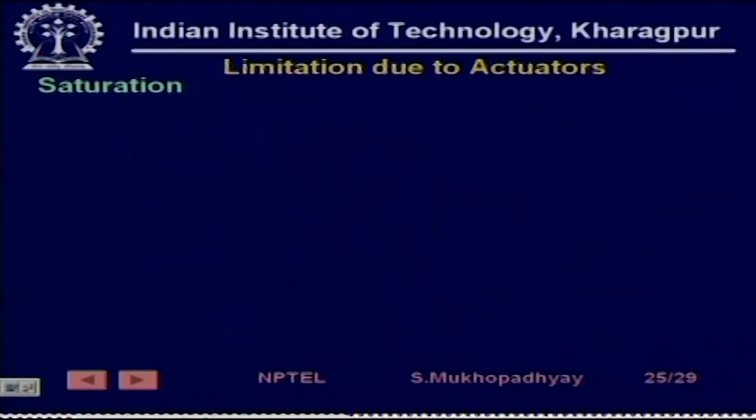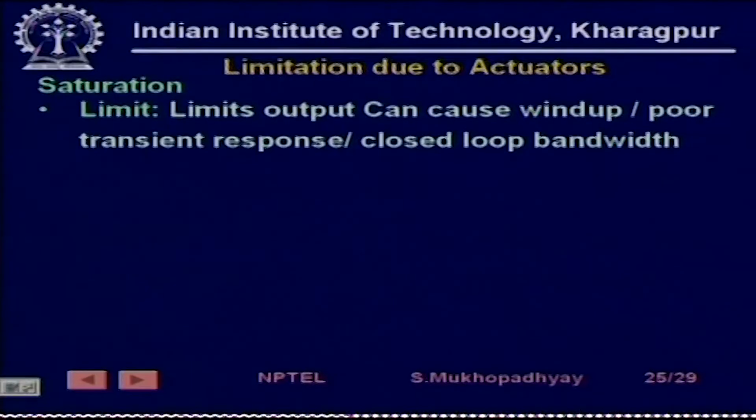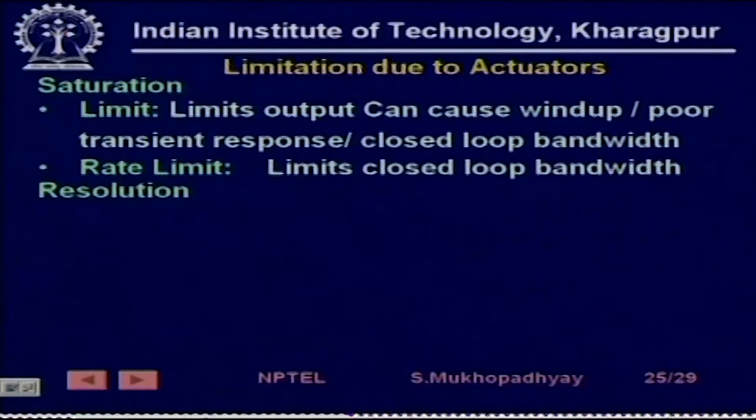Similarly, for actuators you can have saturation. Saturation will actually limit transient response, because how do you move a system fast? By giving it a lot of input, and by giving it fast. So, you need large input and you need high rate limits, that is, you can jack up the input very fast. If you have any of these limits, then you cannot push the plant hard enough and you lose in transient response or closed loop bandwidth.